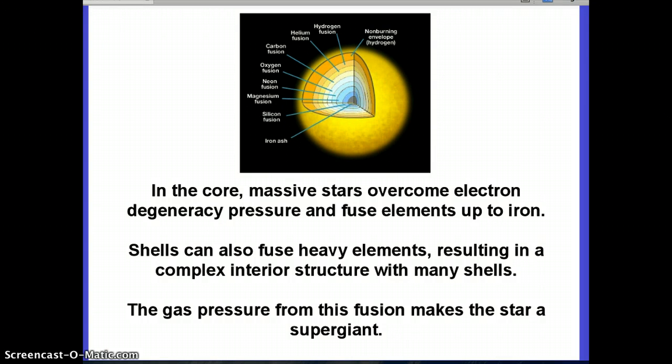Now remember, anytime we start fusing a new element somewhere, either in the core or in a shell, we get a big burst of gas pressure. And that pushes the outer layers even further and further out. This is when we get supergiants. Supergiants are kind of like red giants, except that they're even bigger. The reason they're even bigger is because we have all of this extra fusion going on in the middle. So this is where the supergiants come from.